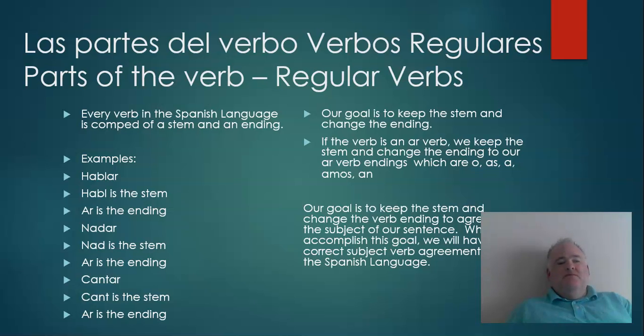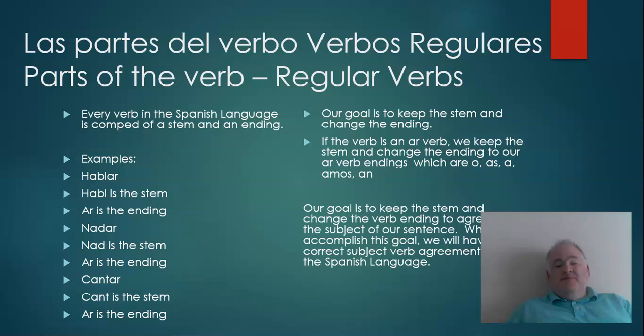So once again, otra vez, every Spanish verb has a stem and an ending. In today's lesson, we're concentrating on the AR ending. So our goal is to keep the stem and change the ending. If the verb ends in AR, we're going to keep the stem and change the ending. And our AR verb endings are O, AS, A, AMOS, and AN.